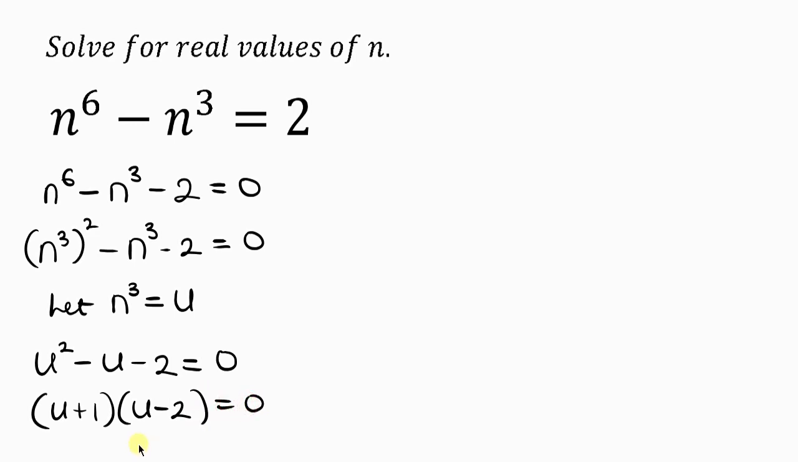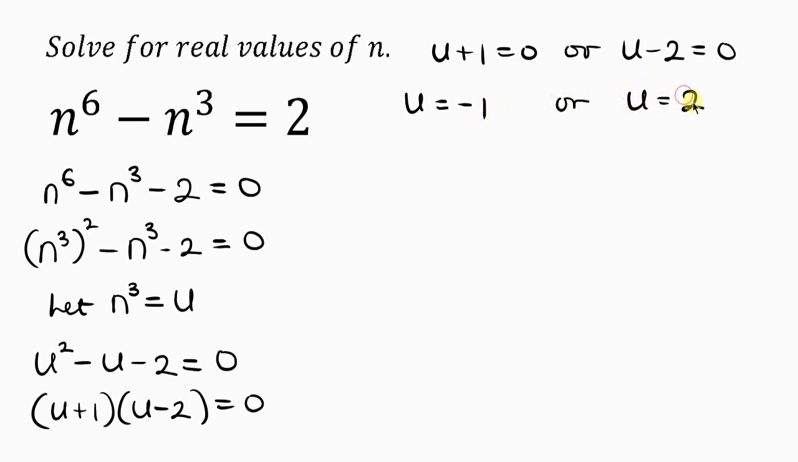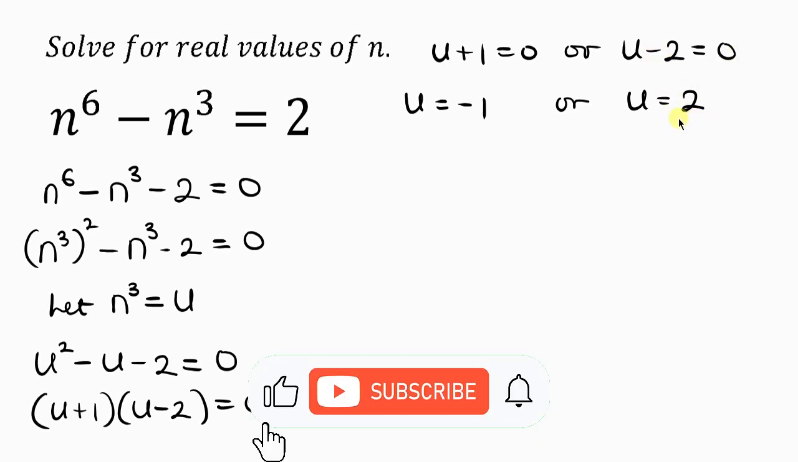So we have two cases here, u plus 1 and u minus 2. So the first case, u plus 1 is equal to 0, or the second case, u minus 2 is equal to 0. So from this first one, we have u to be equal to negative 1, because as I move plus 1 to the right hand side, it becomes negative 1. Or second case, u will be equal to 2. As I move negative 2 to the right, it becomes 2. So we have two cases. This is the first case and this is the second case.